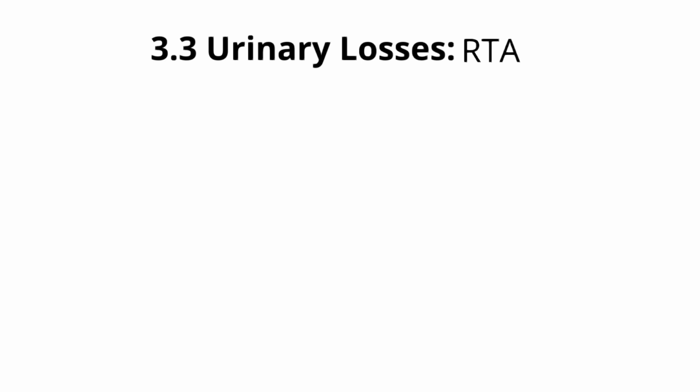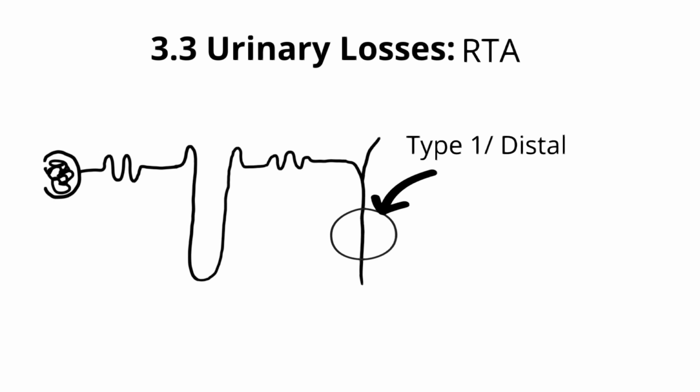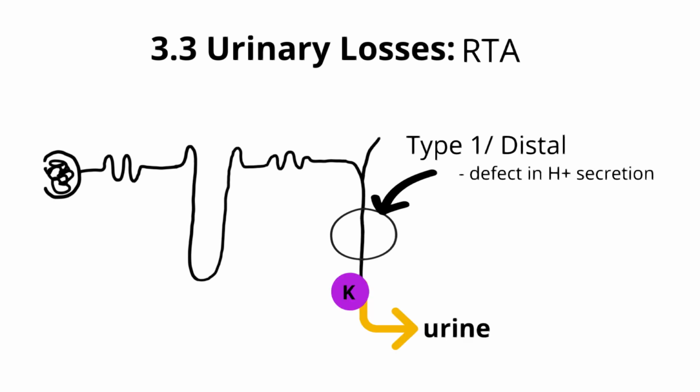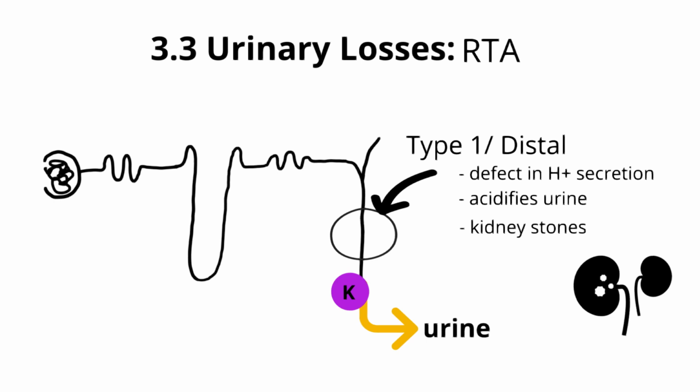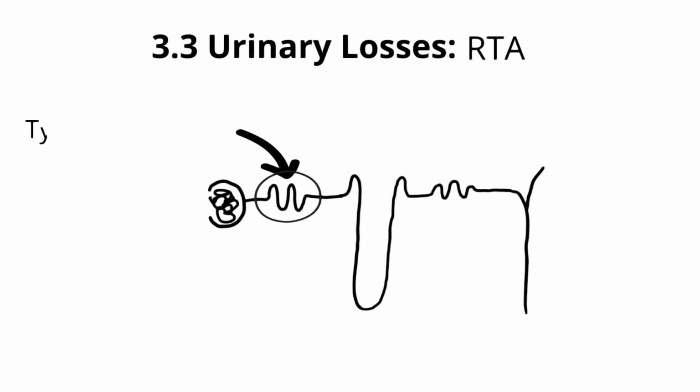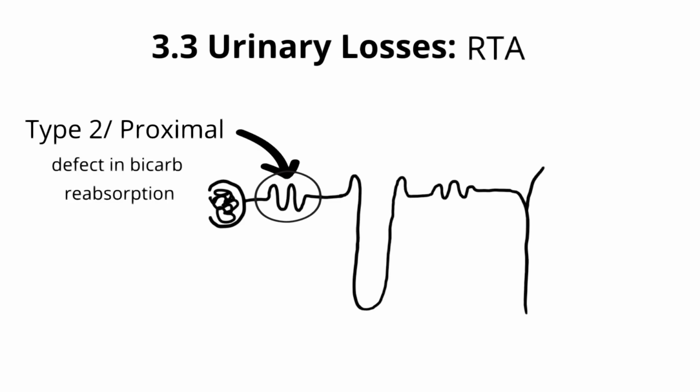Type 1 and 2 RTAs can cause hypokalemia. In type 1 or distal RTAs, potassium is lost due to a defect in the secretion of hydrogen ions. The excess hydrogen ions in the urine create an acidic environment that predisposes patients to forming stones. So the presence of hypokalemia and kidney stones may clue you into a type 1 RTA. Next, we have type 2 or proximal RTA, which occurs due to a defect in bicarb reabsorption, and potassium is lost along with bicarb in the urine.